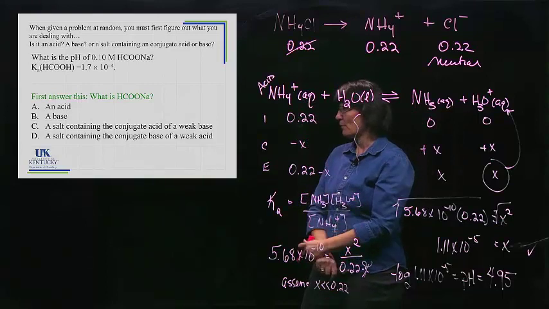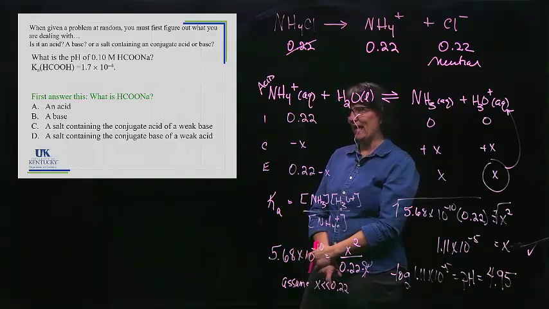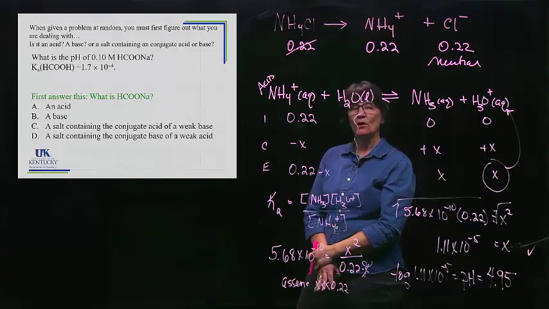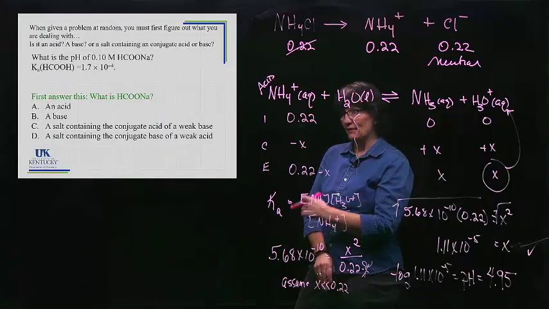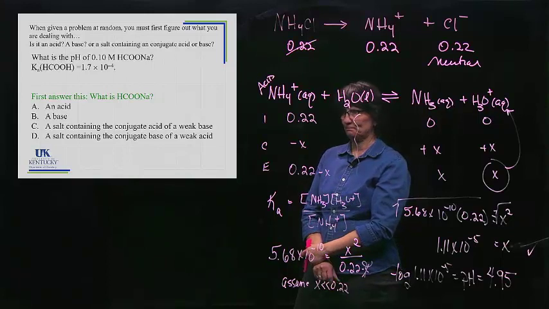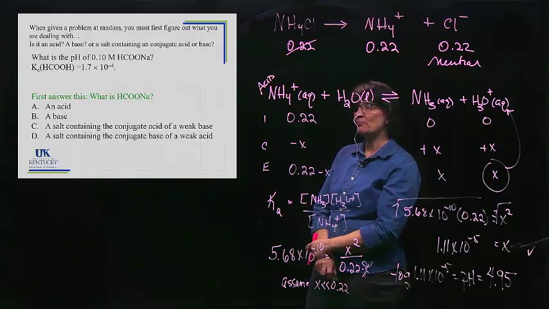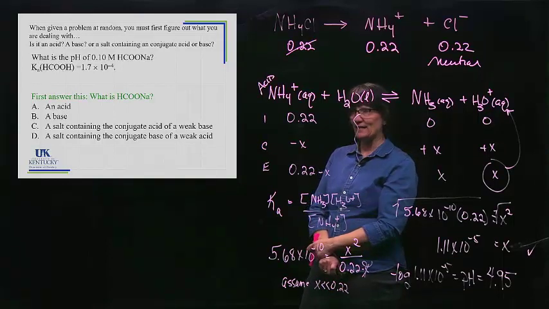So here is a problem. We're determining the pH of HCOONa. I want you to first answer this. What is HCOONa? Is it an acid? Is it a base? Or is it a salt? And if it's a salt, tell me which one of those fit with it. Well, this is a salt containing a conjugate base of a weak acid.